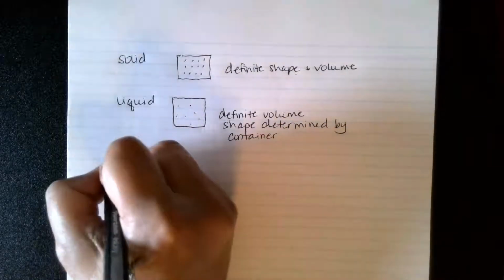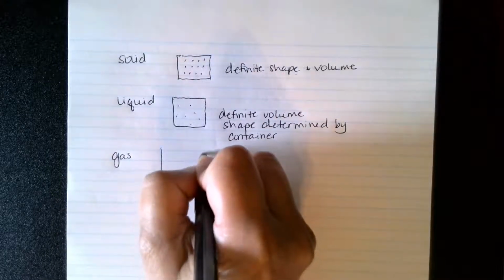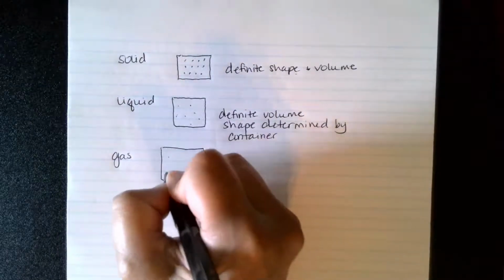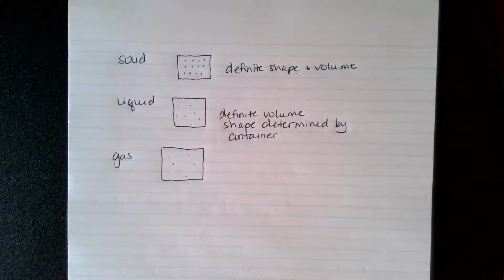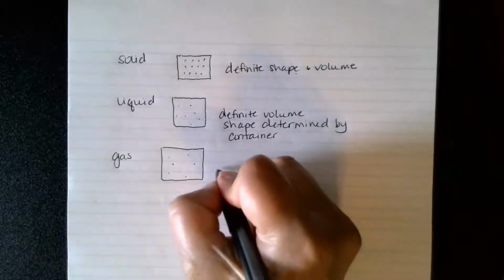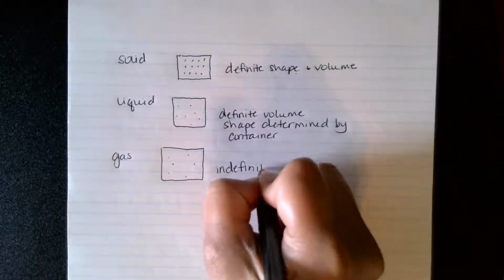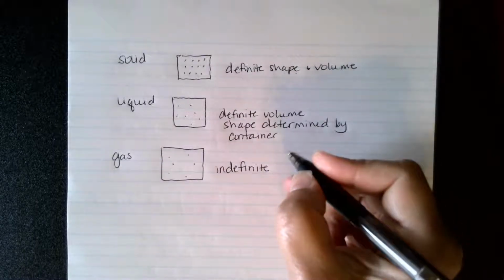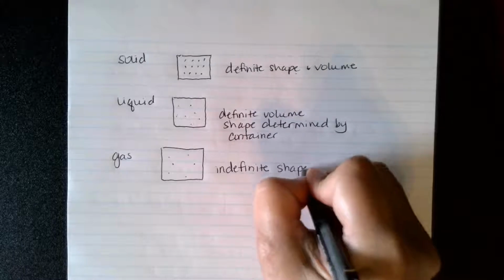Alright, and in a gas, the particles are even farther apart, and their attractive forces are even less. In fact, we say for an ideal gas that they have no attractive or repulsive forces, and these particles are moving very quickly in straight line paths. They have an indefinite volume, meaning they will expand to fill up the container or compress into a smaller container, and they take the shape of the container.